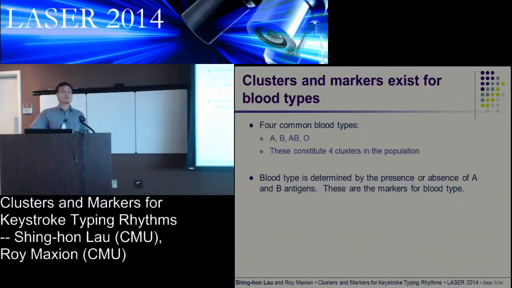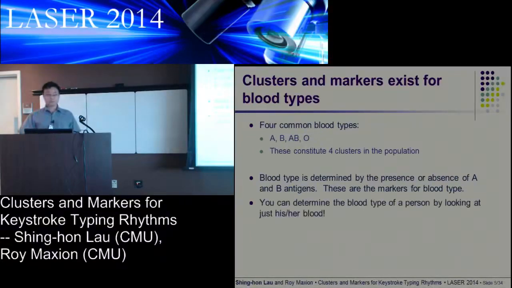They're markers for two reasons. First, they're simple: you're looking at two things, and you can readily comprehend whether they are present or absent. And it's also a perfect discriminator. As soon as I know what antigens you have in your blood, I know your blood type 100%. It's critical here that when you have a marker, you're able to determine the blood type of a person just by looking at his or her blood. You don't need to compare his blood to somebody else in the population. You just look at one person and you know that person's blood type.